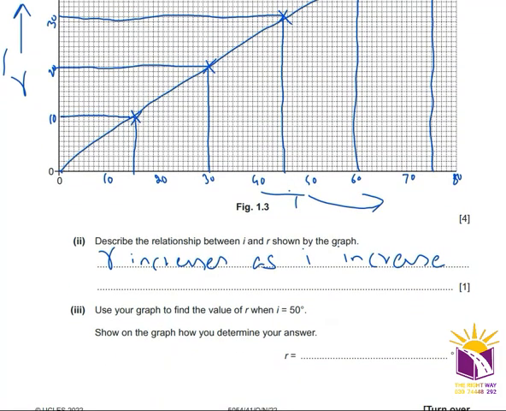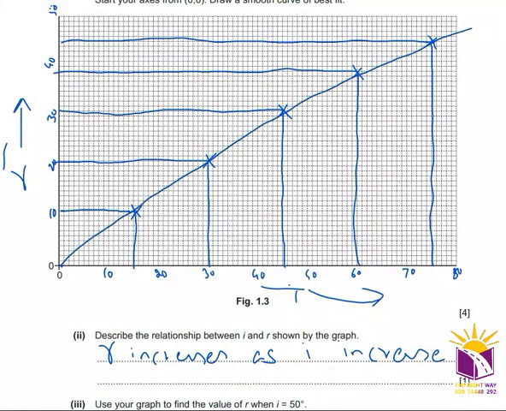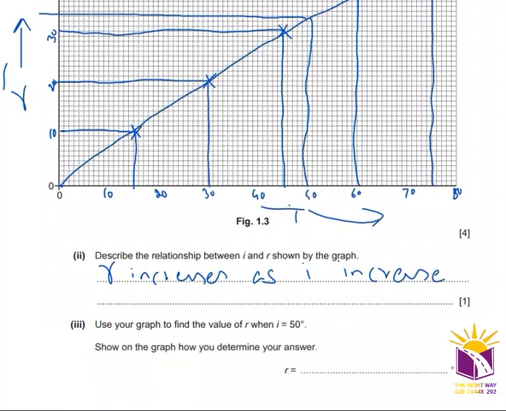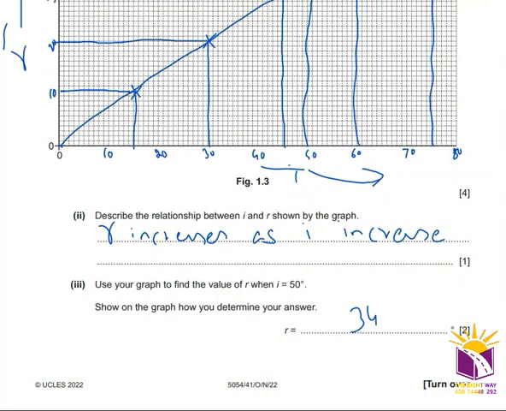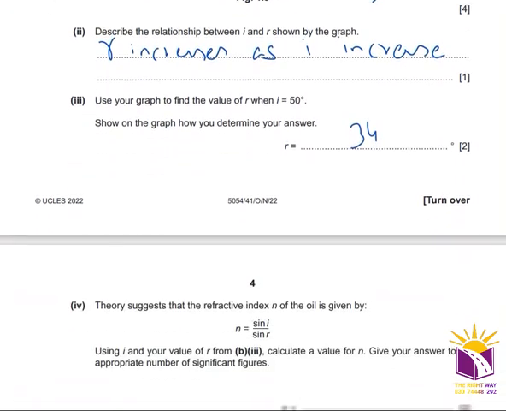Use your graph to find the value of R when I equals 50. So when I equals 50, which will be over here, what is our value? Our value is approximately 34. So 34 degrees will be the value of R if I equals 50 according to our graph.